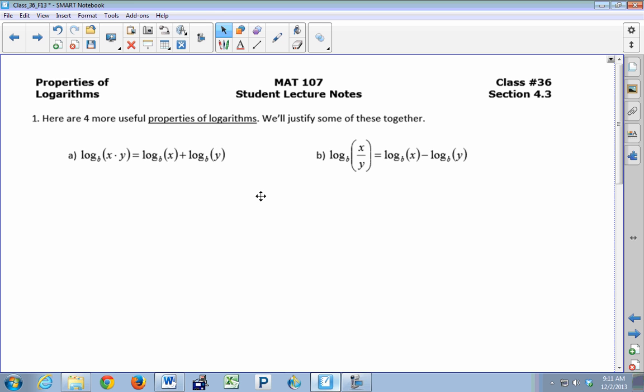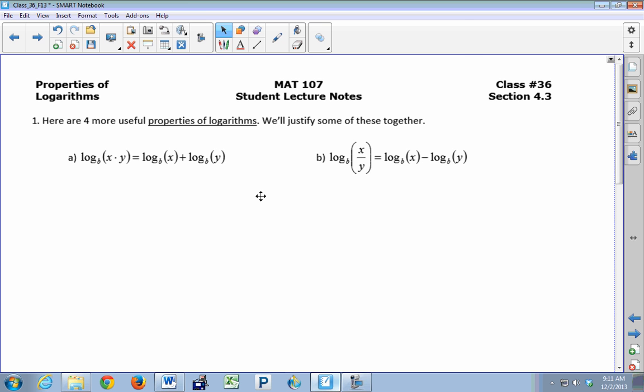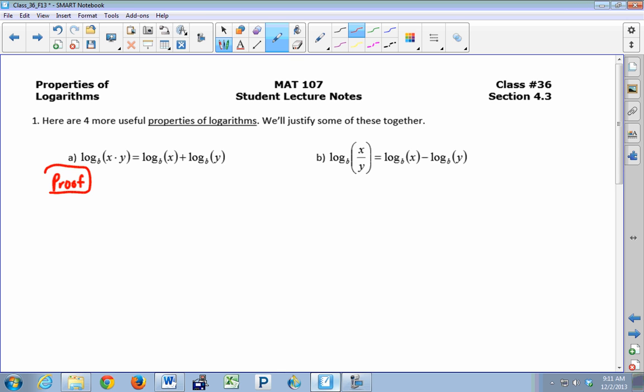This is what mathematicians call a proof, and it's a way of showing that this property works for all values of x and y. When you write a proof, one of the ideas is you want to somehow show how the left side equals the right side or vice versa. Okay, so how I'm going to start, and you don't have to write this down, it's just to show you, but if you like this stuff, go ahead and write it down.